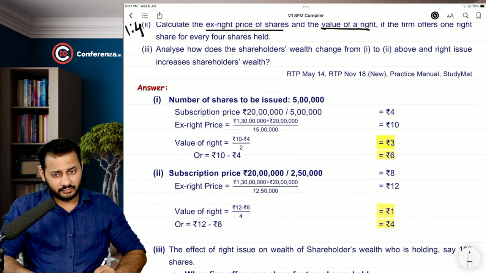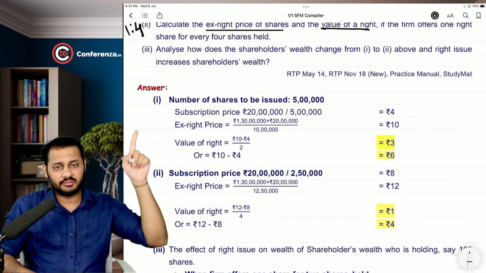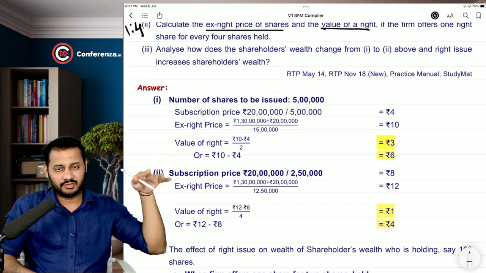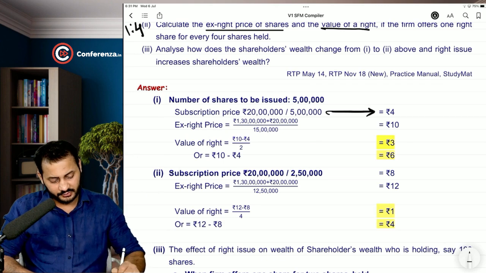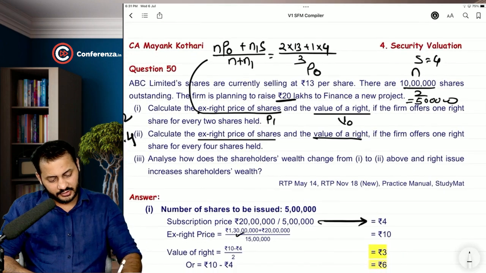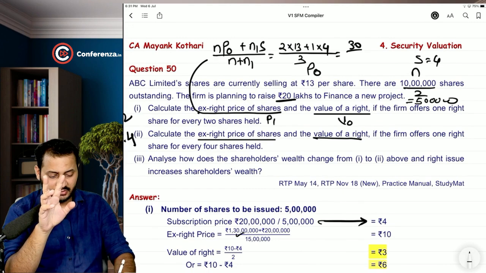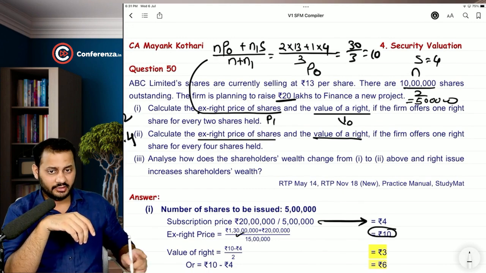The heading is not proper. The first point is something else, the second point is something else, but there is some difference in here. So this is the subscription price of 4 rupees. Ex-rights price is this. Let's calculate it. 13 into 2, 26 plus 4, that is 30, by 3, that becomes 10. This is 10. They have taken it in whole numbers, understand?